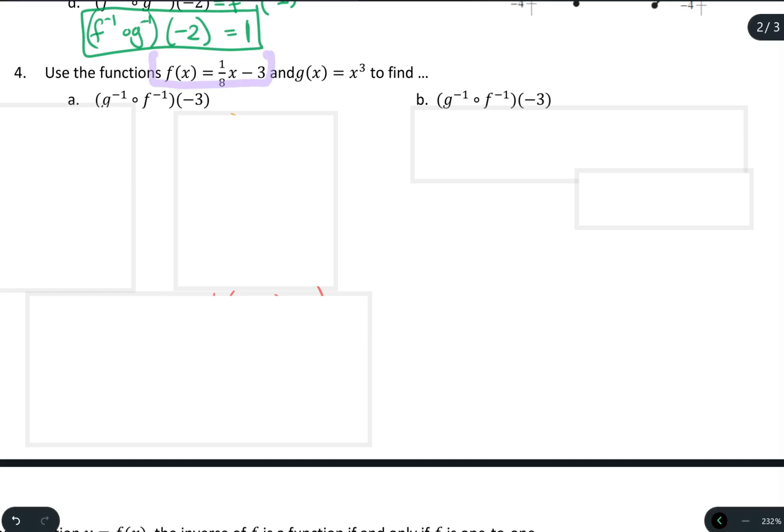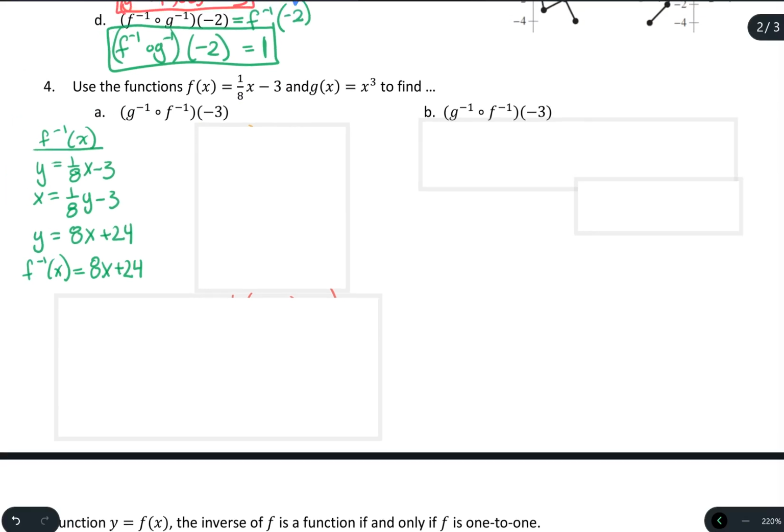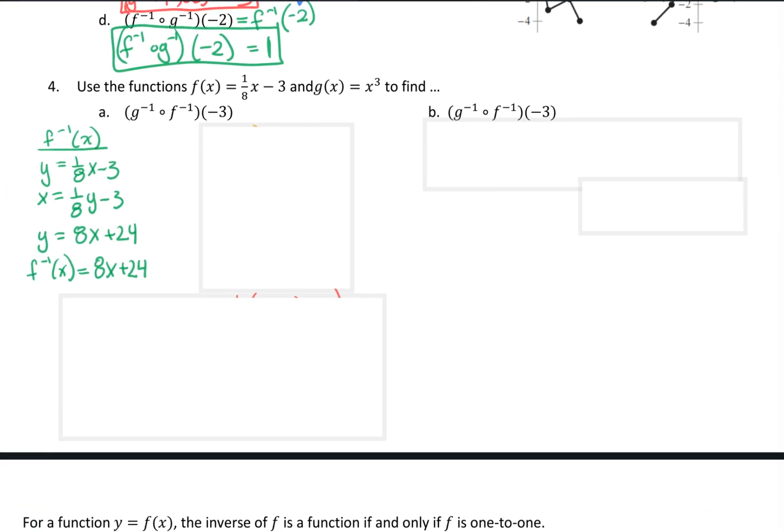So we know we're going to take that f function, we're going to switch the x and the y, and we're going to solve for y, and then we are going to rewrite it as an inverse. So go ahead and do that on your own. You can pause the video. And you should get that f inverse is equal to 8x plus 24.